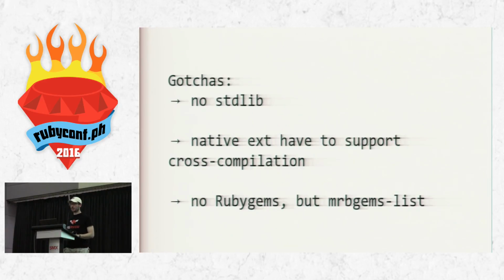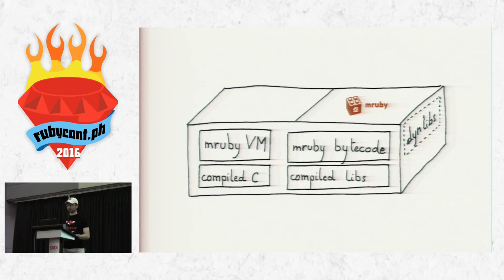There are a few gotchas that you need to be aware of. There's no standard library, but you have a lot of mruby gems providing the features you're looking for. If you use some native extension, you need to be sure it is ready to be cross-compiled. And there's no RubyGems until now. We're talking about that, but there's a very simplistic version, which is a list of all the available mruby gems.